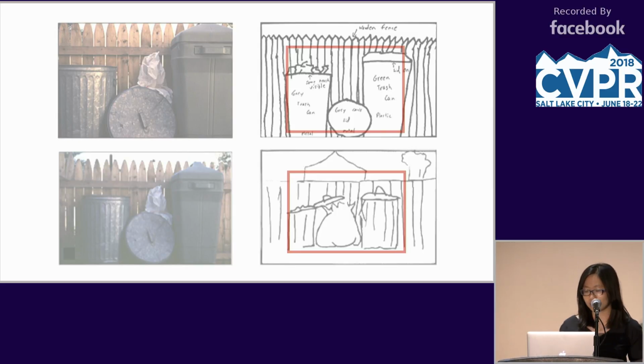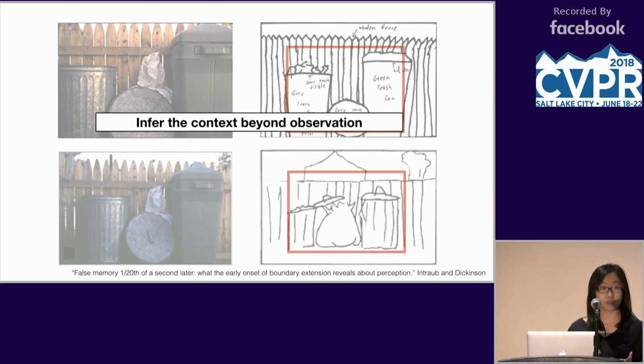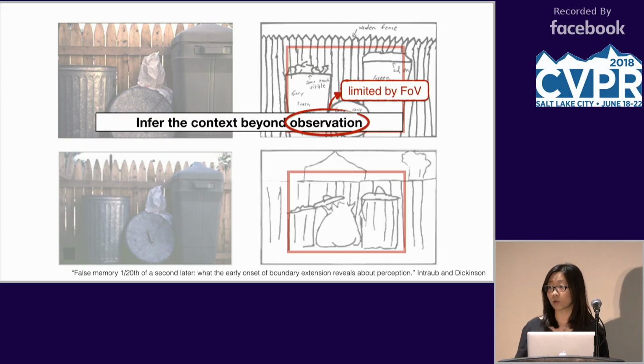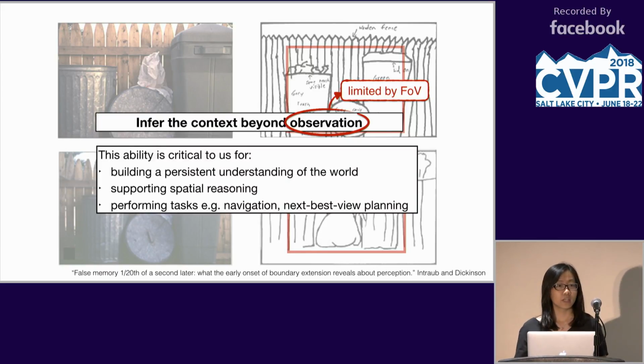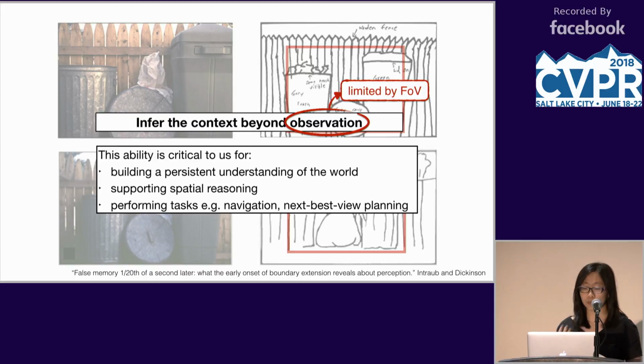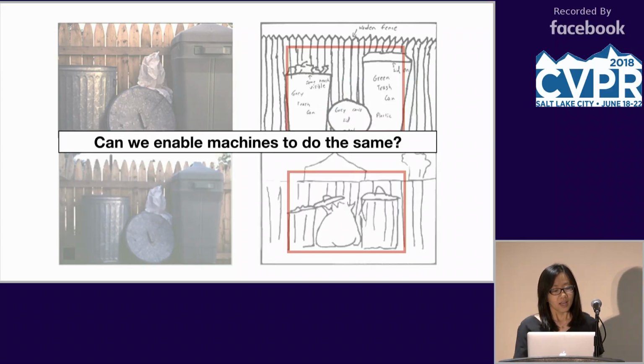And the powerful part of this experiment is that it demonstrates that we as humans have this incredible ability of imagining, or inferring, the contextual information about our surrounding environment beyond our observation, which is actually always limited by our field of view. And in fact, this ability of imagining what's beyond our field of view is also very critical for us in order to build a persistent understanding of our surrounding environment, supporting our spatial reasoning, and also performing tasks such as navigation and best view planning. So the question is, can we enable the machine to do the same?